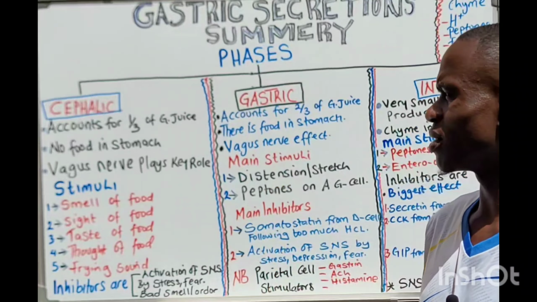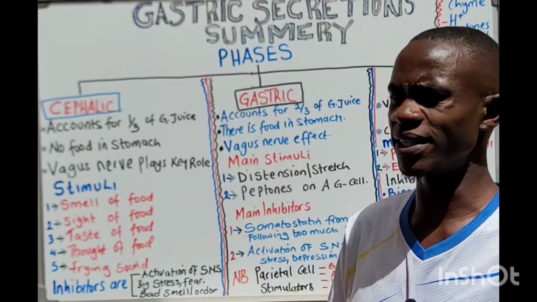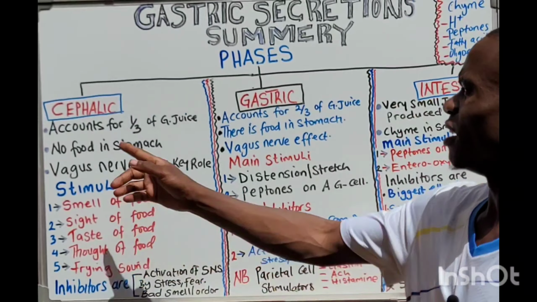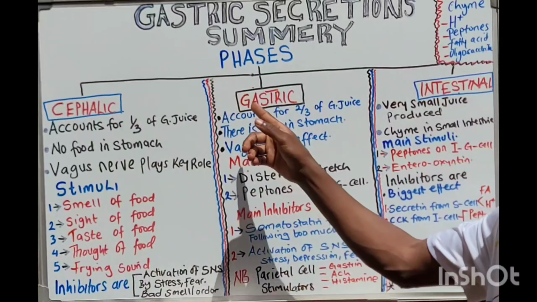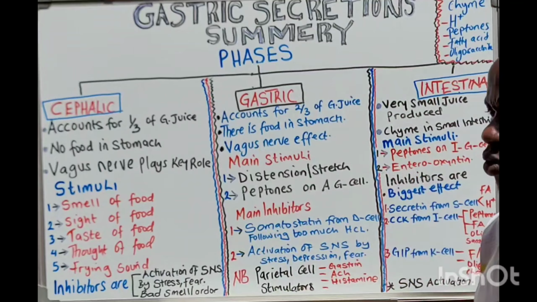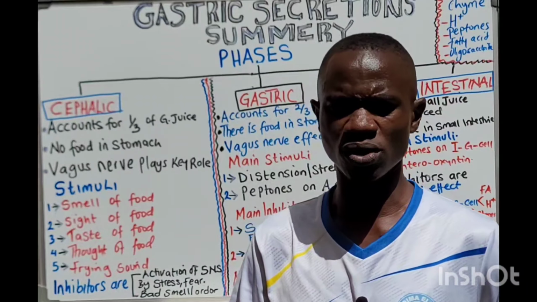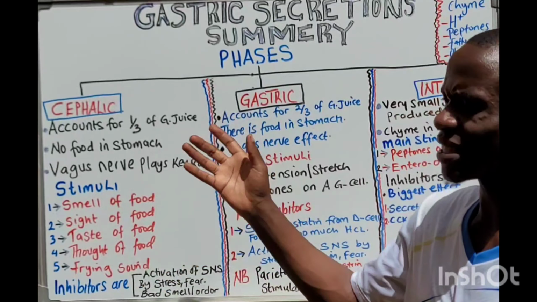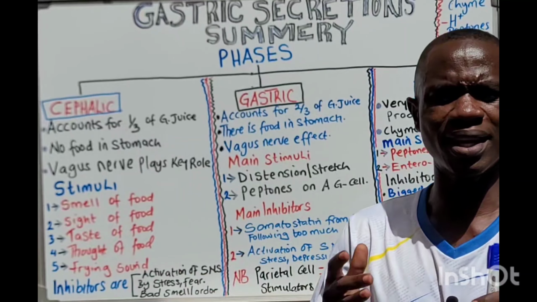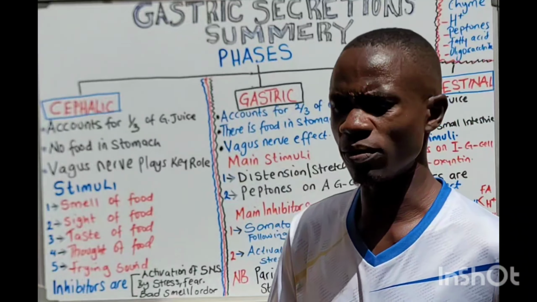The gastric secretions are produced in 3 phases. What are the 3 phases? The first one is cephalic, the second one is gastric, and the last one is the intestinal phase of gastric secretion. Now, let's have a summary of each one of them, covering the key important areas of each of these phases.